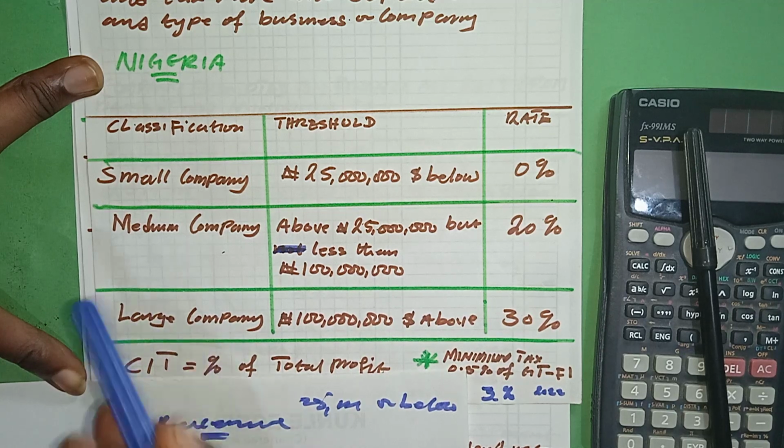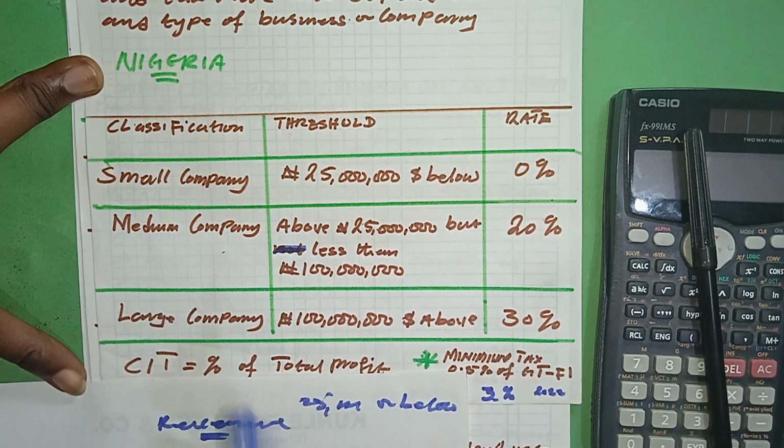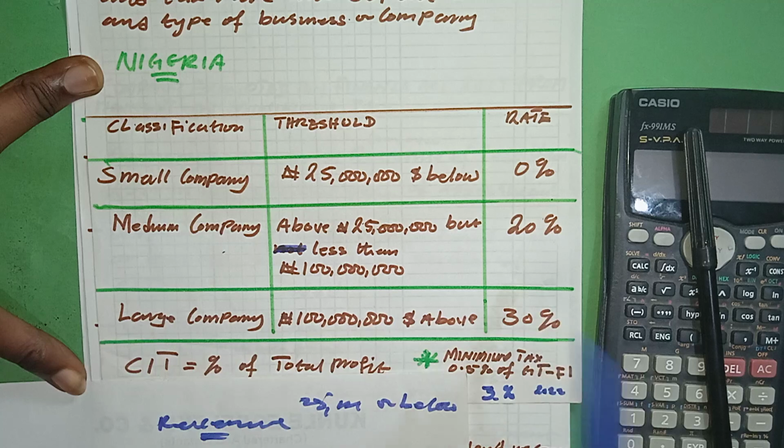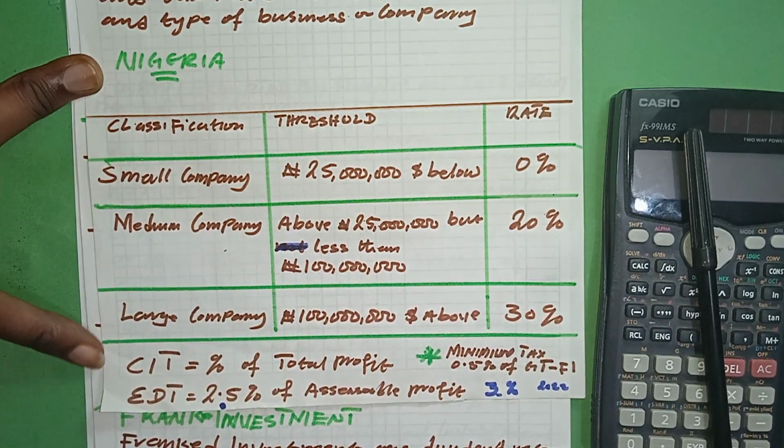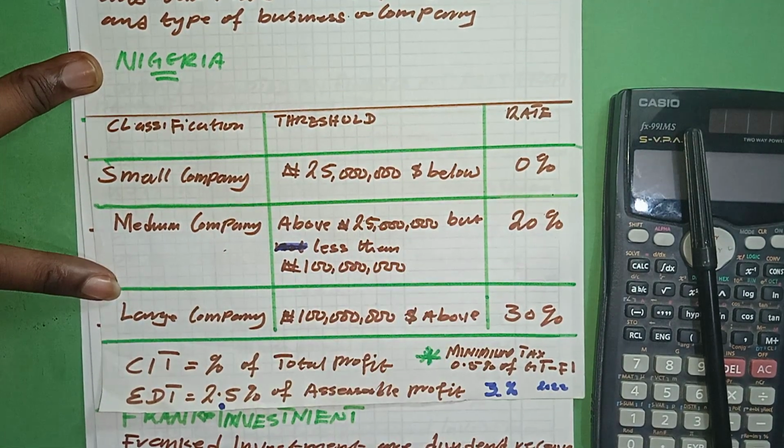But there are some other minor ones, like Police Trust Fund, NITDA. It's just a minor payment. Some is 0, some is 2 naira, some is 1 naira that you just have to pay. But just note that you're not paying for your CIT because you have been exempted, since you fall within the small company.